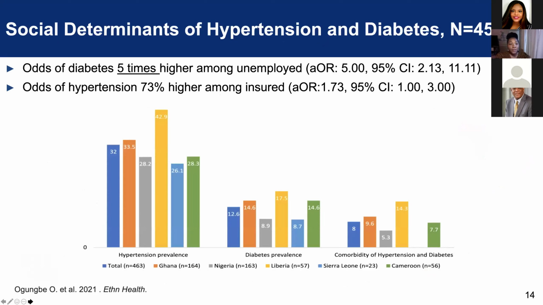And so one of the findings we observed in the African Immigrant Health Study is that social determinants were associated with hypertension and diabetes. And this paper, which is published in Ethnicity and Health, was led by Bunmi Ogungbe, who is actually on the call with us today. If you have any questions, please feel free to pose them to Bunmi. But one of the findings was that people who were unemployed were about 5 times more likely to be diagnosed with diabetes than people who were employed.